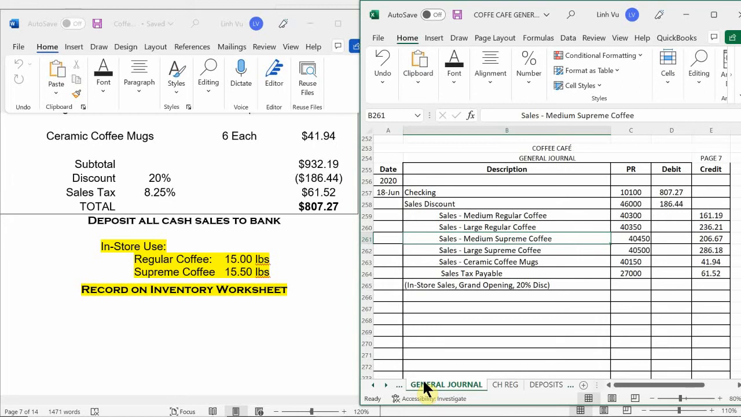Now, what we said we were going to do is continue finishing off this transaction by recording the adjustment to the inventory. So, in this case, we end up using 15 pounds of regular coffee and we end up using 15 and a half pounds of Supreme coffee.